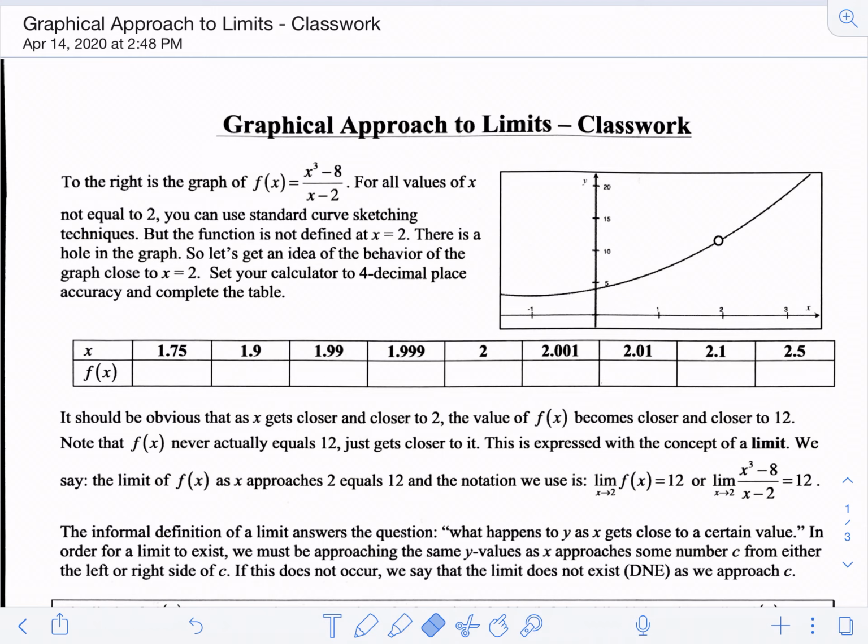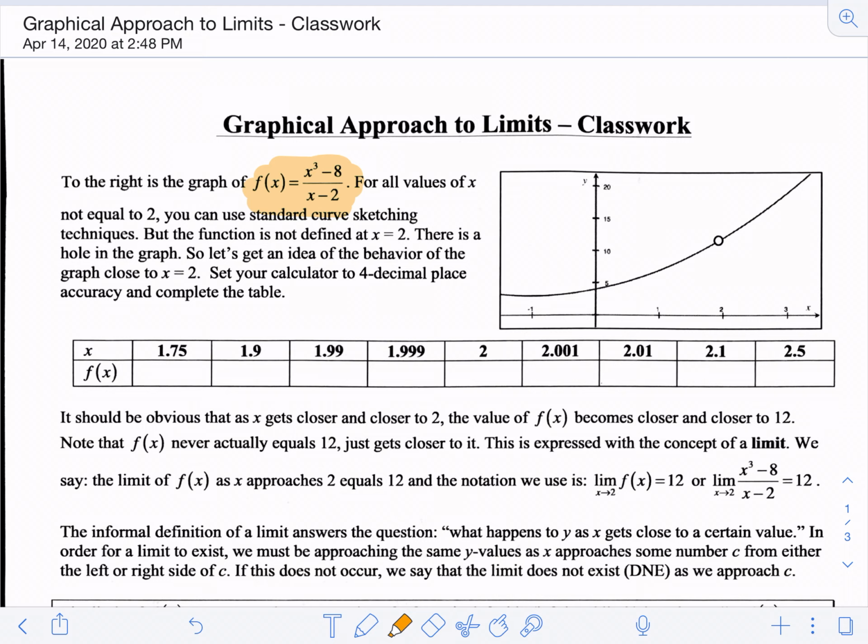So I want to start by looking at this graph. I have a picture here of the graph of f of x equals x cubed minus 8 over x minus 2. Now, of course, if you graph this, you can't have a value at x equals 2, right? Because that would be dividing by 0. But it's not an asymptote, it's a hole, because if you factored x cubed minus 8, you'd get x minus 2 as a factor. You could cancel it. So it's a hole, not an asymptote.